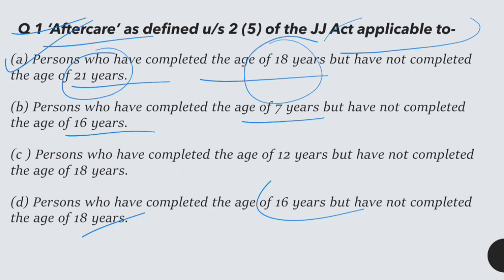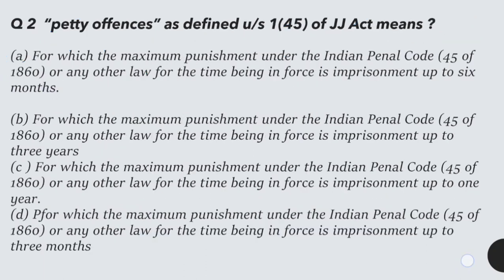These are the people who are eligible for, or must be given, aftercare, and the act provides aftercare to those categories of juveniles only, or even not juveniles, because it provides for up to 21 years. So 18 to 21 years are the persons who are entitled to aftercare. So the first is the right answer.